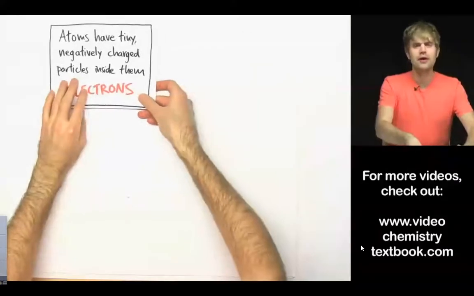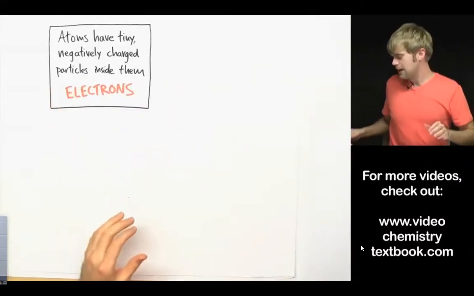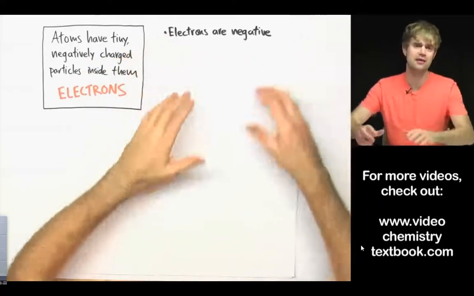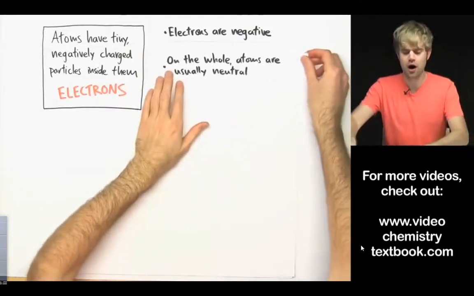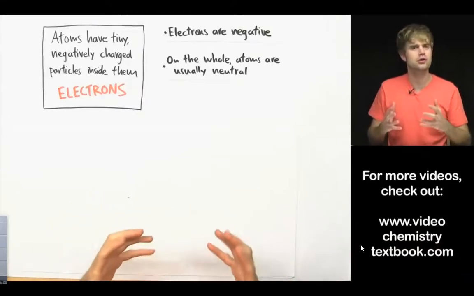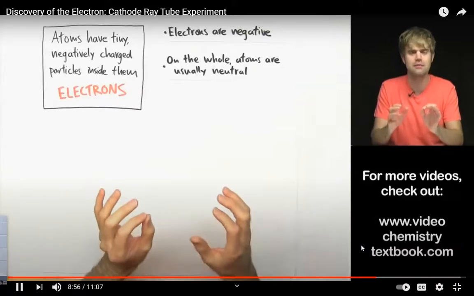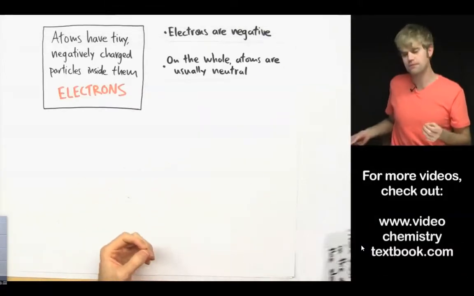So here is the model of the atom that Thompson comes up with. He realizes, first of all, that electrons are negative. We already talked about that. But then he notices that on the whole, atoms in general are usually electrically neutral. So even though they have these negatively charged electrons inside them, the atoms as a whole don't have charge.